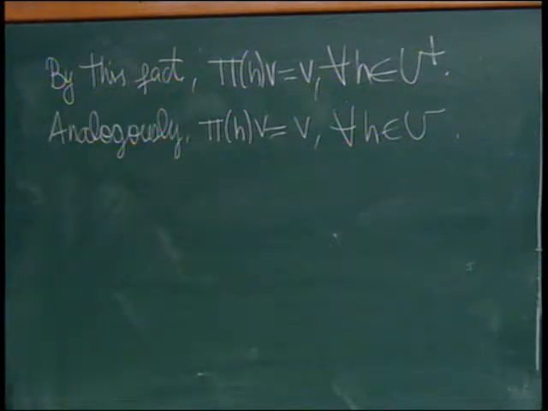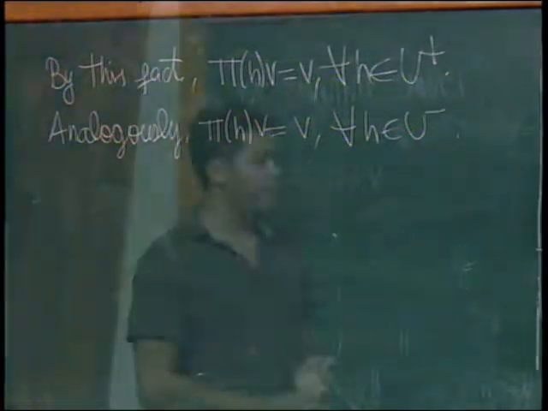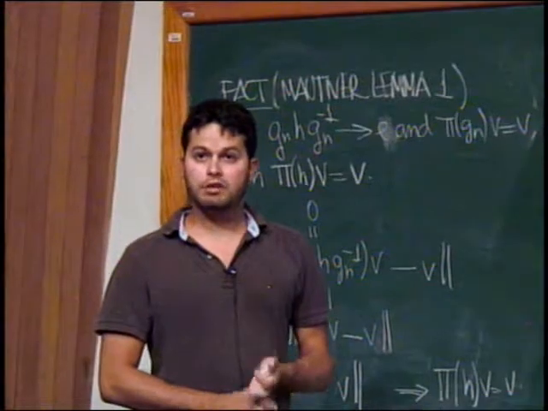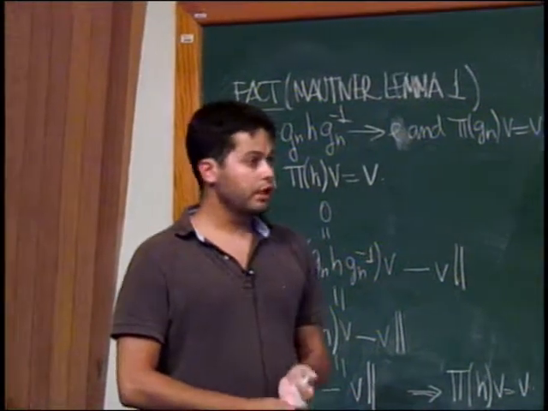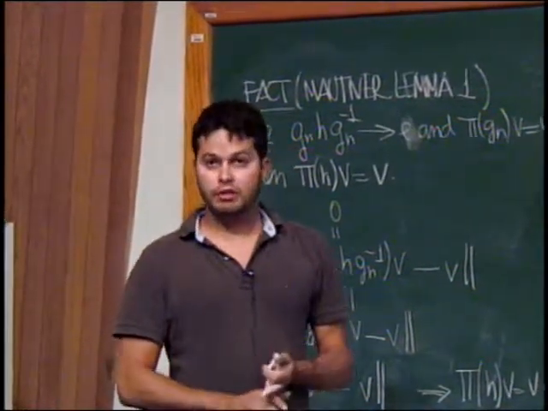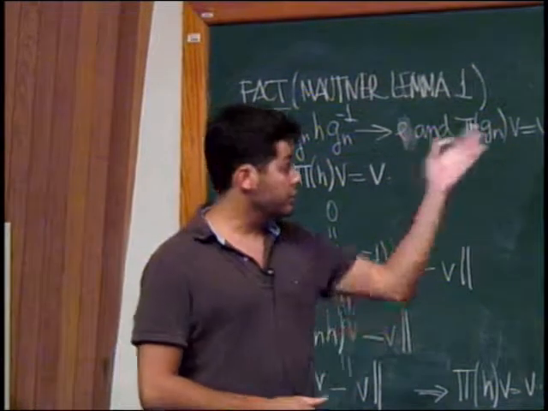So if you have a vector which is fixed by every element of U plus and every element of U minus, are we done or not? Why are we done? We are done because I showed you, in the properties of SL2R, that U plus and U minus generate SL2R. So to show that a vector is fixed by all elements of SL2R, you just need to show that it is fixed by some generators of this group. And we just did.